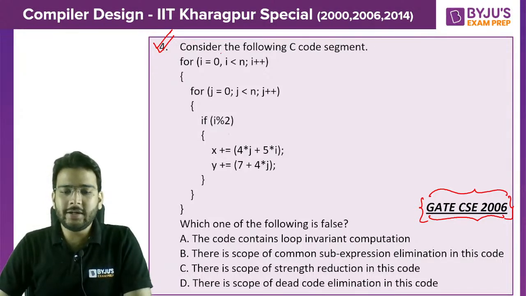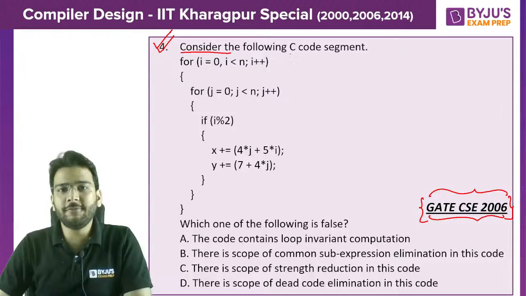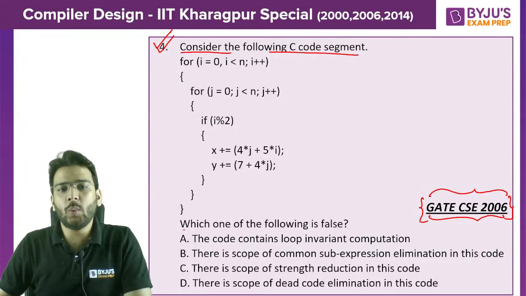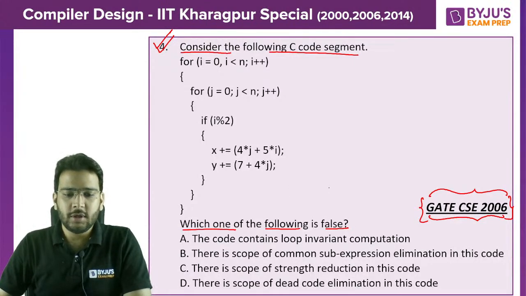Okay, let's see this question now. Consider the following C code segment. Now this is the code segment given to you. Which one of the following is false? Teresa is saying option B should be the answer. Okay, let's see option by option.